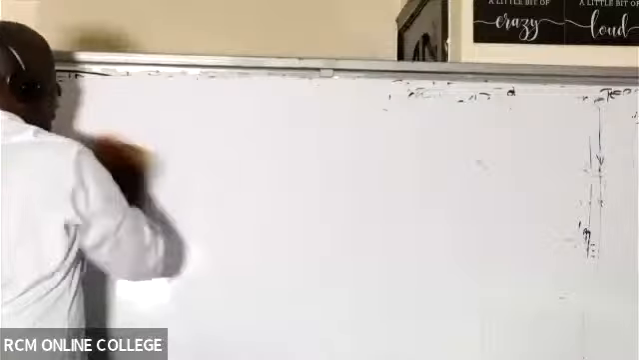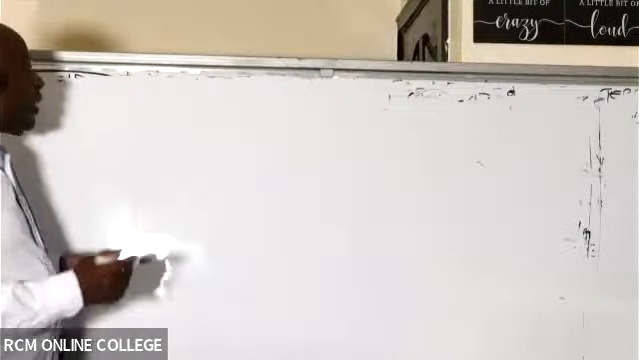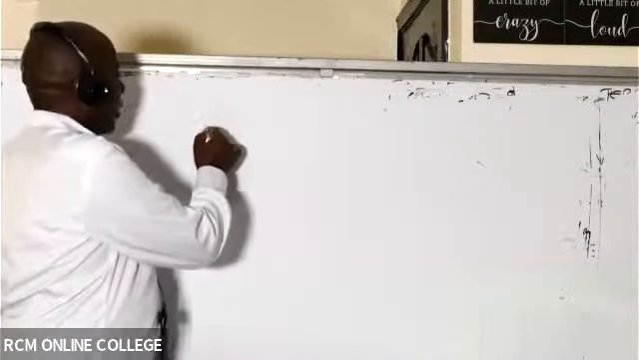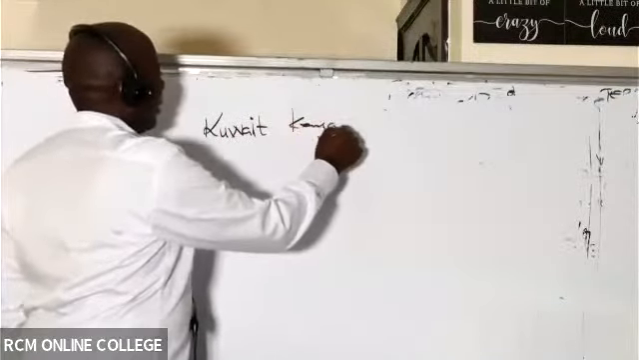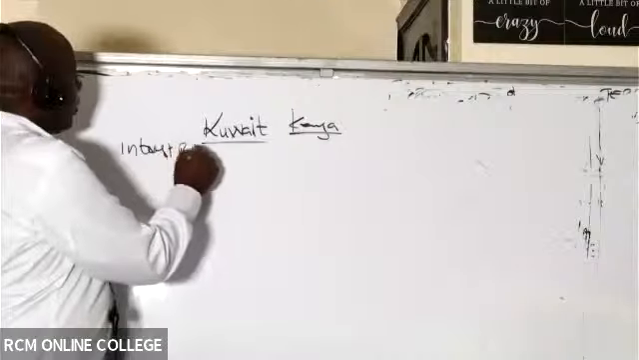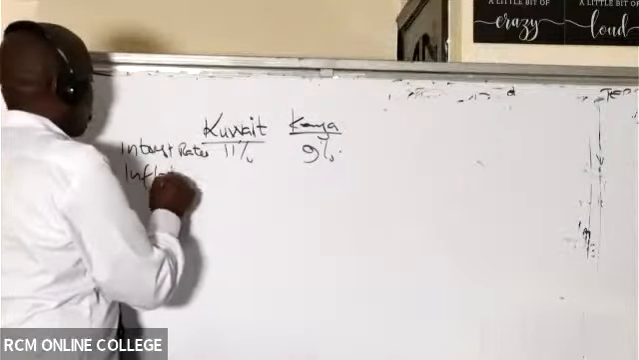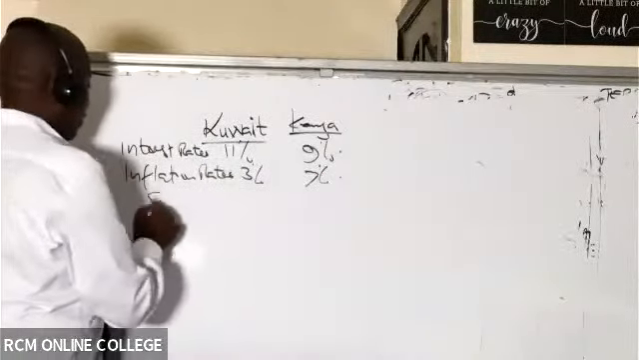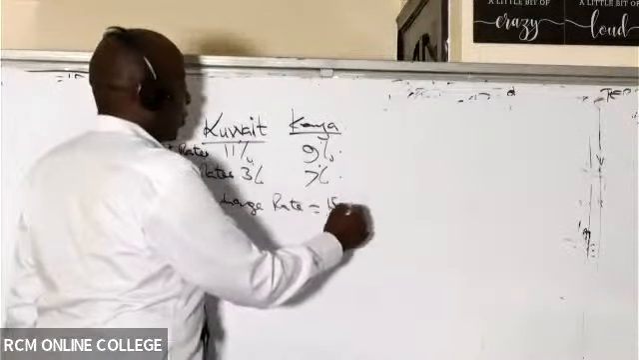All right. Now, ladies and gentlemen, this is quite a simple question. What these guys will do is give you two currencies, two countries. For example, we have Kuwait here and Kenya. Then they will give you interest rates, for example 11% and 9%. Then they'll give you inflation rates, 3% and 7%. And then they'll give you the spot exchange rate.